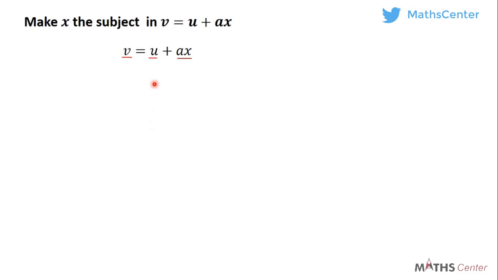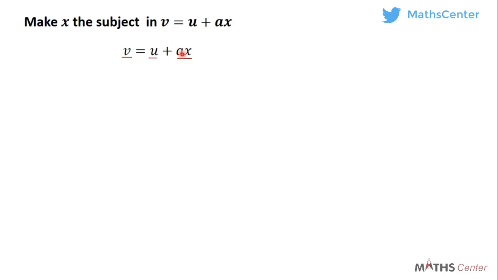The goal is that we have to make the term containing the new subject, which is X. X is what we want to make the subject. You have to make the term containing the new subject stand alone. The term containing the new subject in this equation here is AX. So we have to make sure that AX stands on one side of the equation. Then all the other terms will be on the other side of the equation.